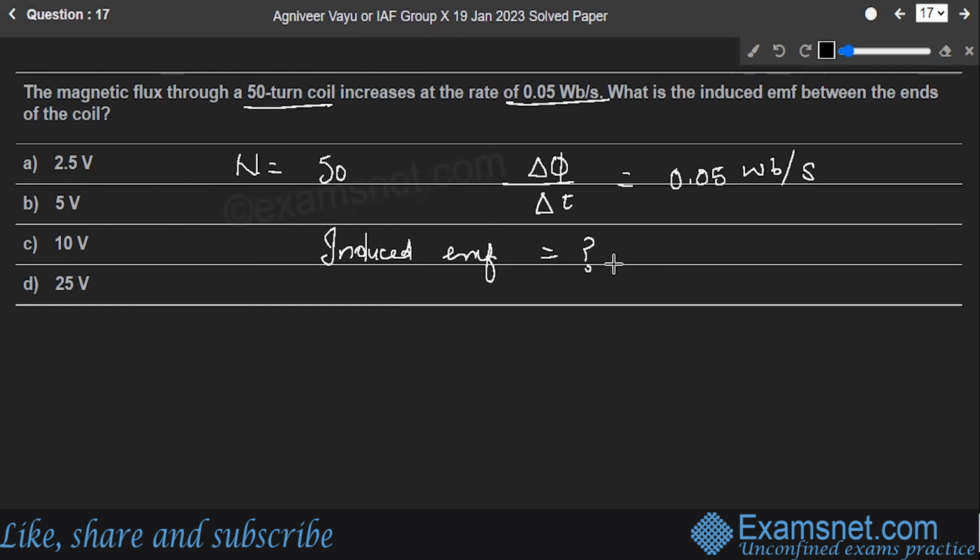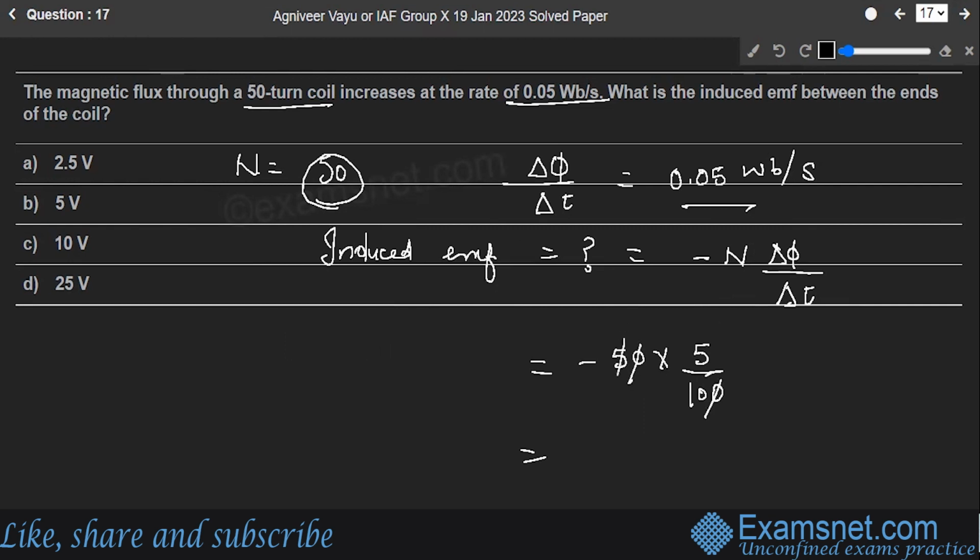See, you know the formula for the induced EMF. This is given by minus N delta phi upon delta t. Induced EMF I have to calculate. N is given to you as 50. So minus 50, and this is this. So minus 50 into 5 upon 100, which will be equal to, this will go at 2, so minus, okay, this is equal to 2.5 volt. Okay. So this is the correct answer to the question. The 2.5 volt.